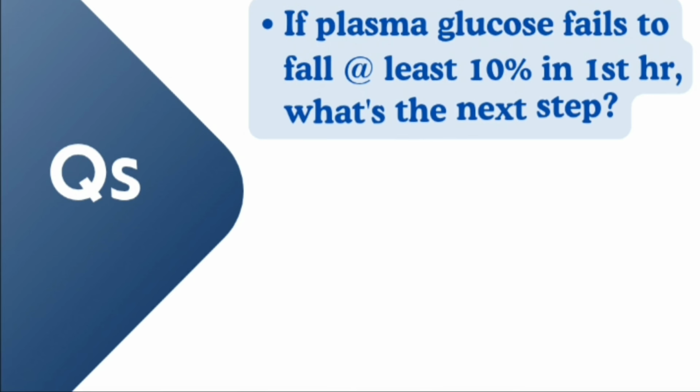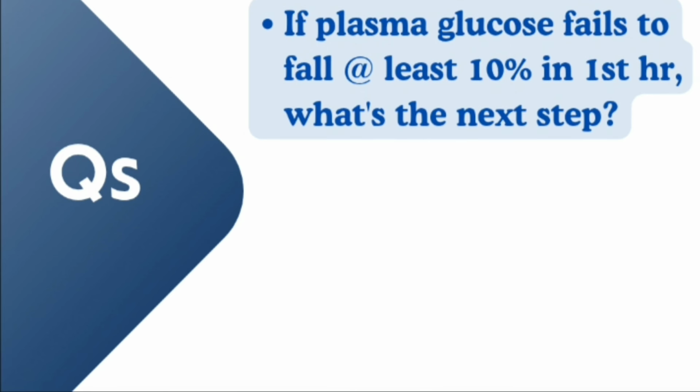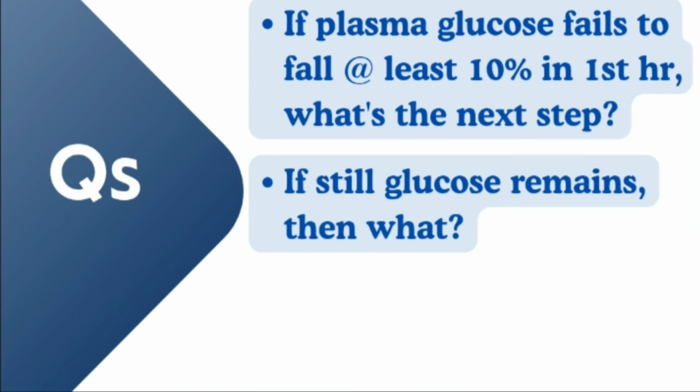Now there are certain questions for you. So the first question is, if the plasma glucose level fails to fall at least 10% in the first hour, what is the next step? The answer is repeat IV loading dose of insulin at 0.1 units per kg. However, if still plasma glucose level remains high after first 2 loading doses of insulin, what could be the cause and what is your next treatment strategy? The cause can be immune insulin resistance and the treatment is double the insulin dose every 2 to 4 hours.